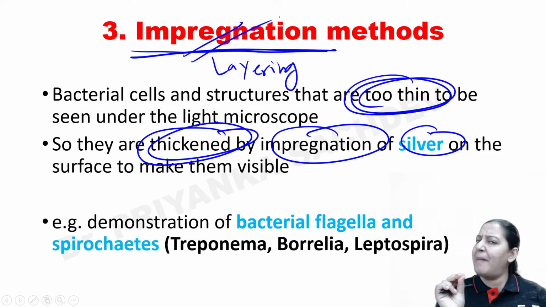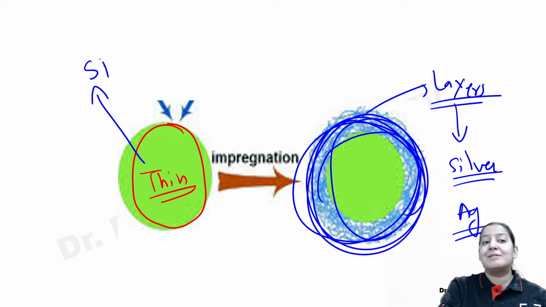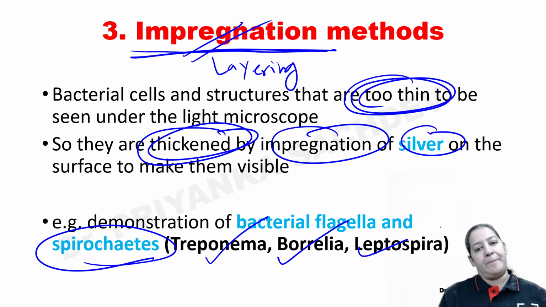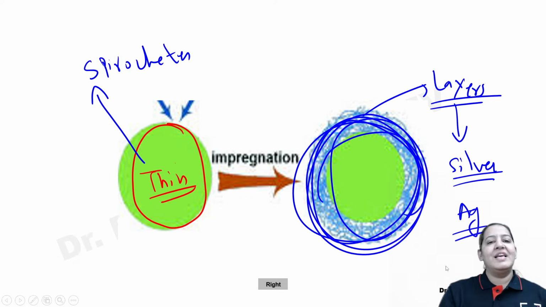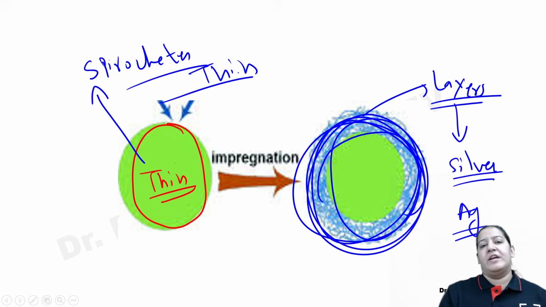Can you name some thin bacteria? The thinnest bacteria in the world are spirochetes. You know the three types of spirochetes. All three types are very thin. That is Trypanosoma, Borrelia and Leptospira. These are very thin bacteria. So for spirochetes, we use impregnation.